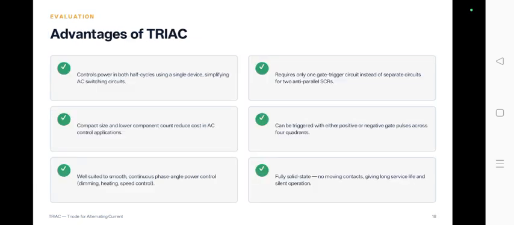Next, the advantages of the TRIAC. It controls power in both half cycles using a single device, simplifying AC switching circuits, with compact size and fewer components, reducing cost in AC control applications, and is well suited to smooth continuous phase angle power control. It requires only one gate trigger circuit instead of separate circuits for anti-parallel SCRs. It can be triggered with either positive or negative gate pulses across four quadrants, and is fully solid state with no moving contacts, giving long life and silent operation.